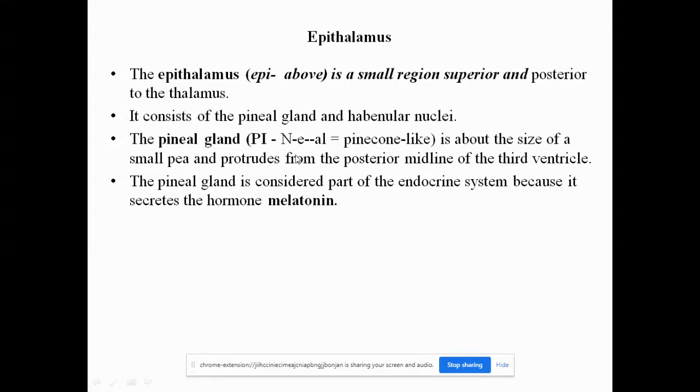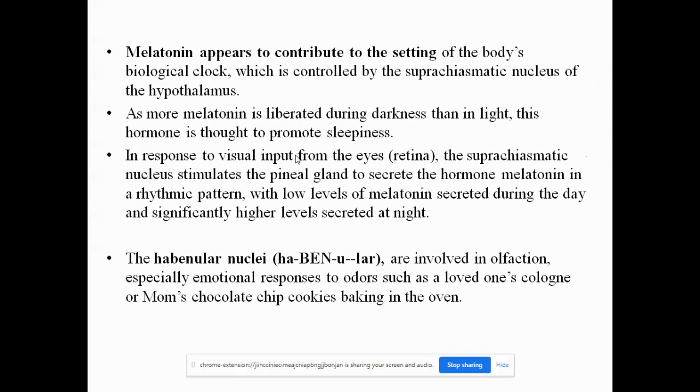So it is a small gland the size of a pea, and it protrudes from the posterior midline of the third ventricle. I think you would have seen it in many pictures. Please go through that. The pineal gland is considered part of the endocrine system, like the pituitary and hypothalamus, because it secretes a very important hormone called melatonin.